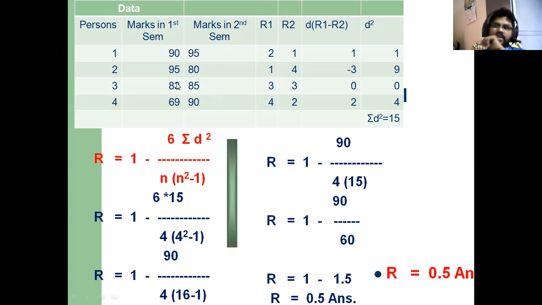But I want to know what is the relationship between the marks of the particular semesters. Then I need to go with this formula: R is equal to 1 minus 6 sigma d square by n into n minus 1. Here 6 is just a number, 1 is just a number, but we need to find the d. What is d here?